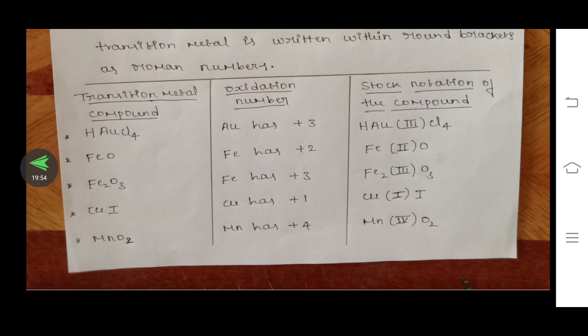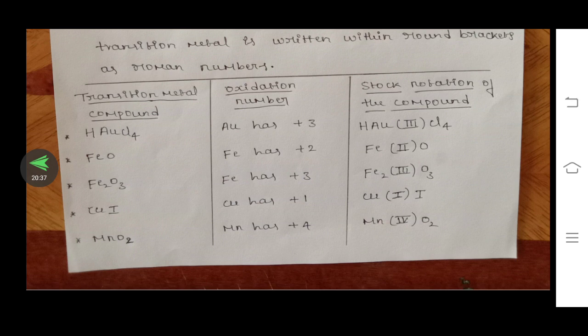Next compound you see, FeO. What is the oxidation number of Fe in this compound? I get Fe as plus 2 oxidation state. Now how to write it in Stock notation form? Fe, bracket 2 in Roman numeral, close the bracket, and oxygen. Next, Fe2O3 compound, the oxidation number for iron is plus 3. Now you have to write the Stock notation: Fe2, and in brackets 3 as a Roman numeral, close the bracket, and O3.